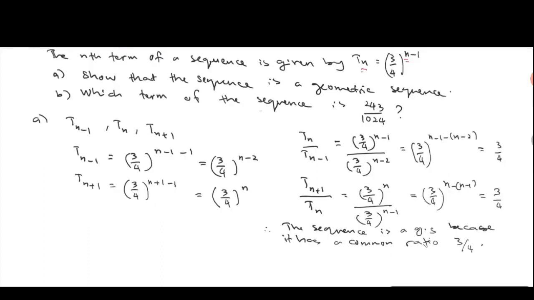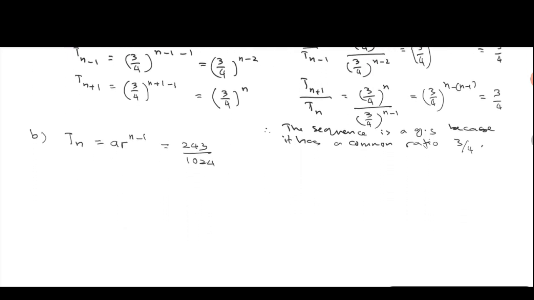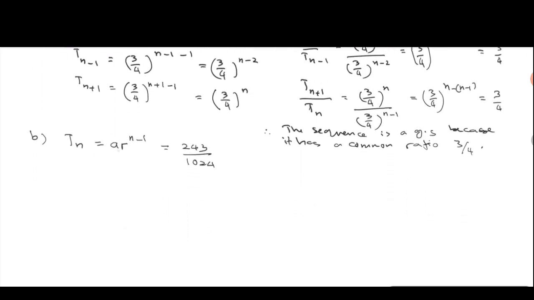Question B. Which term of the sequence is 243 over 1024? The question asks us to find which term is equal to 243 over 1024. So that means to answer question B, we need to use the general term t sub n. T sub n is equal to a r to the power of n minus 1, equal to 243 over 1024. To find the value of n, we need to know what a is and what r is. A is the first term.